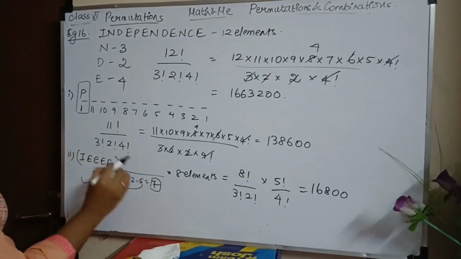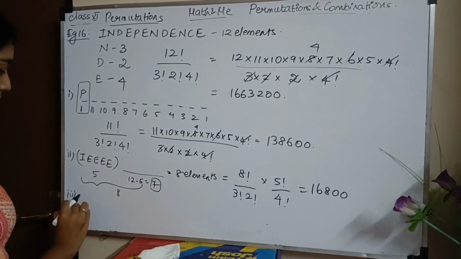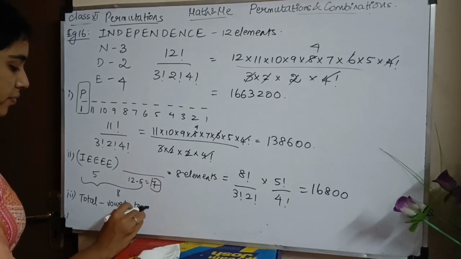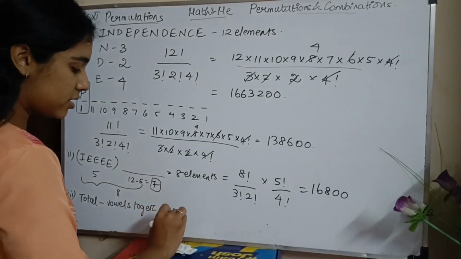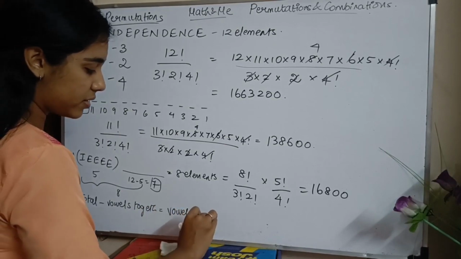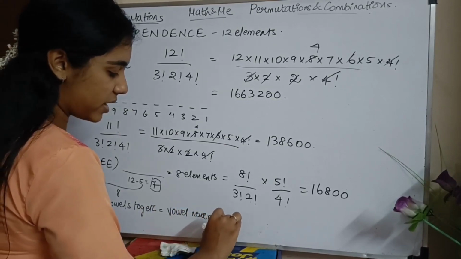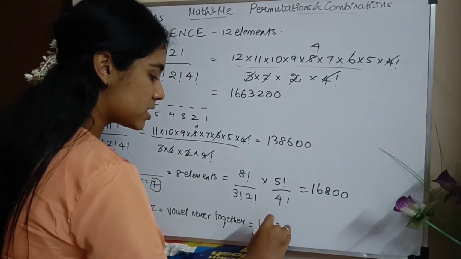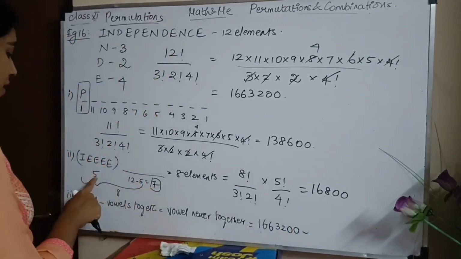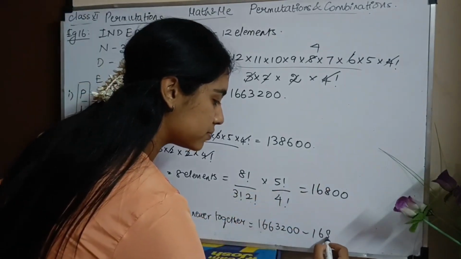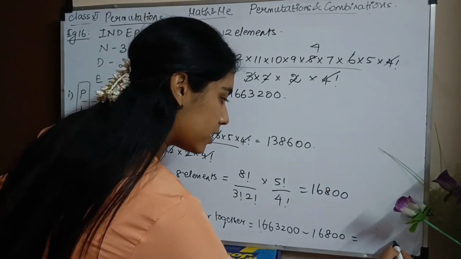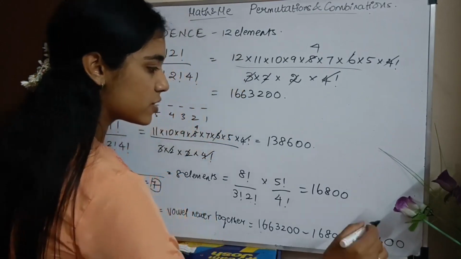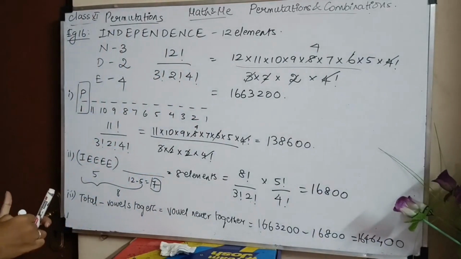Okay. So third subsection: do the vowels never occur together? We have already seen the case where vowels occur together. So never means it is similar to the example question. So it will be total minus when vowels occur together equals vowels never occur together. Please write it down. So the total is 1663200, minus when they occur together, 16800. So what will be the difference? It will be 1646400. Okay, that will be your answer.